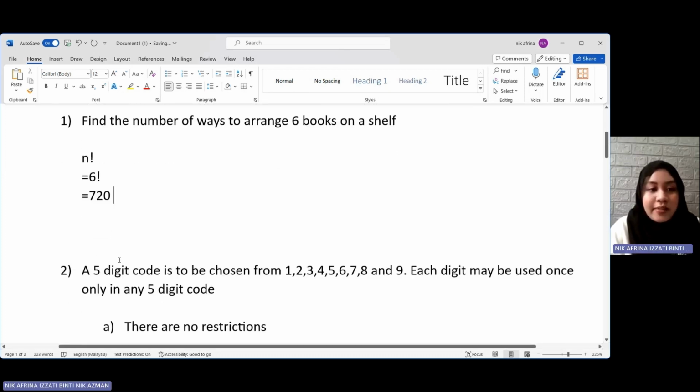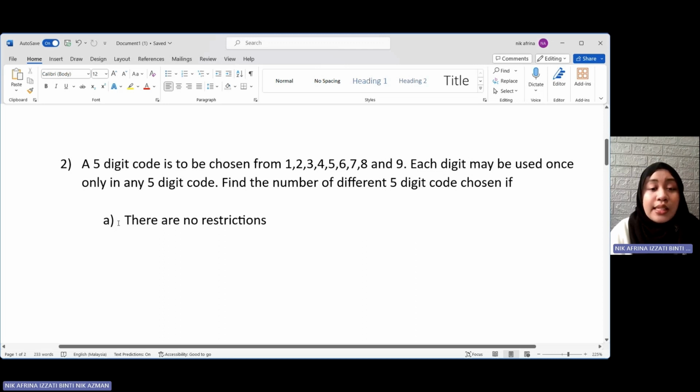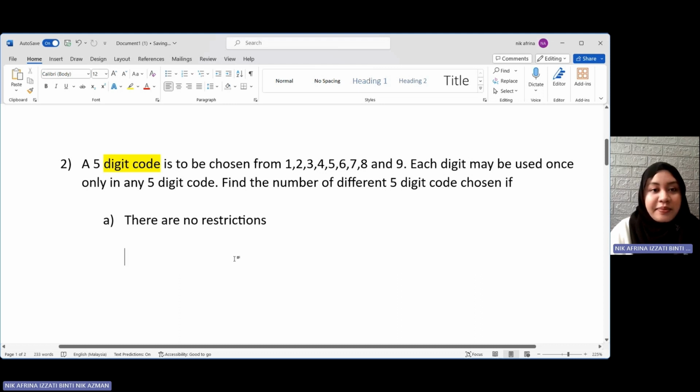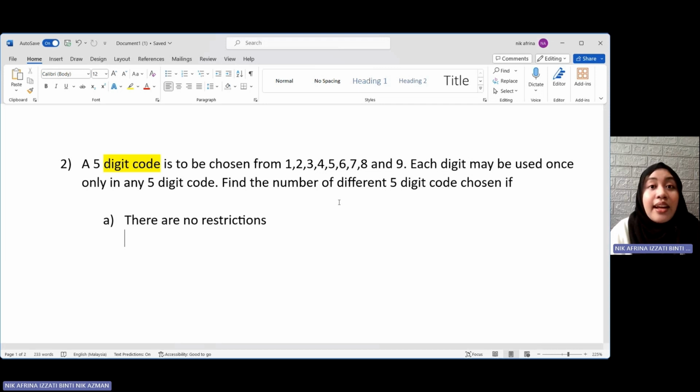We move to the next question. A 5-digit code is to be chosen from 1 until 9, so we have 9 options. If you see code, automatically it will be a permutation. Each digit may be used only once in any 5-digit code. Find the number of different 5-digit codes if there is no restriction. We just need to find n. Our n will be 9, because those are the only options we have, and r will be 5 because we need to form a 5-digit code.